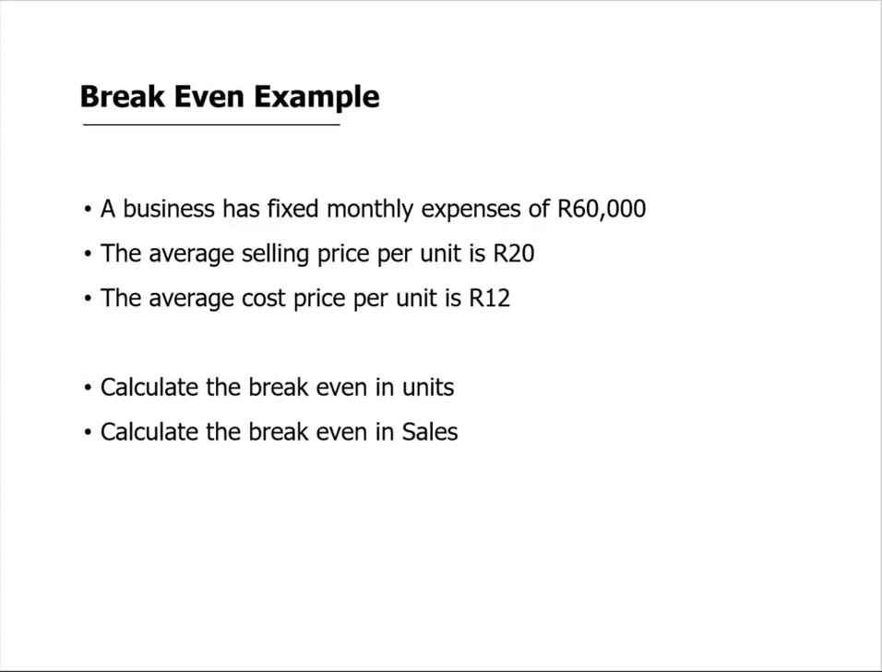So here's a business that has a monthly fixed expense base of 60,000 Rand. We're assuming for now that it sells one product, and it sells this product for 20 Rand, and it costs 12 Rand to manufacture the product. So nothing complex here, just a few data points, and we're being asked to calculate the break-even in units and calculate the break-even in sales.